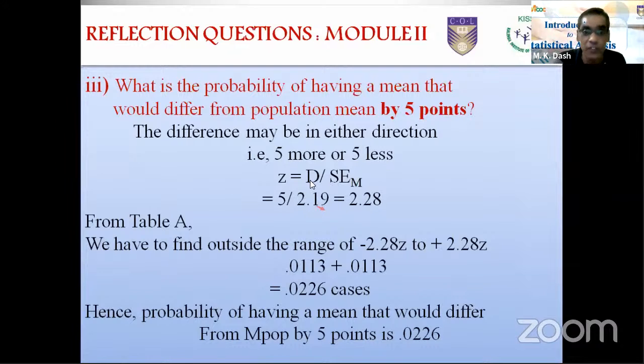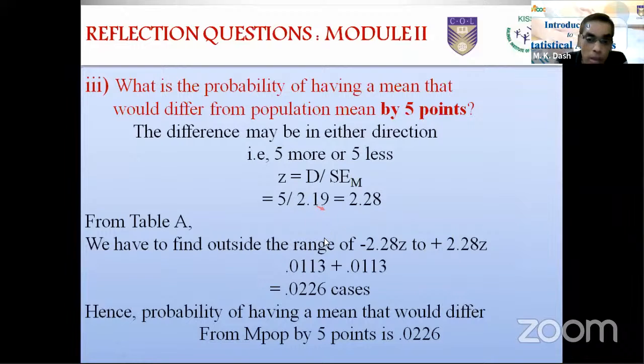So what is the difference? Difference is 5. So 5 by 2.19, we will get 2.28. Now take this 2.28 and refer to table A. What will you get? You will get 0.0113.